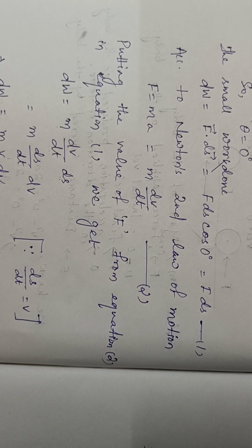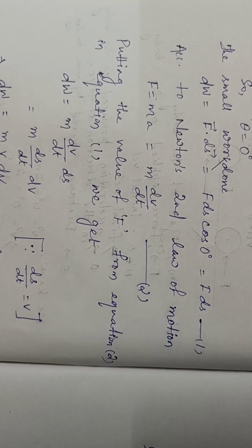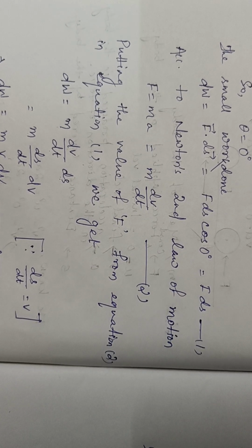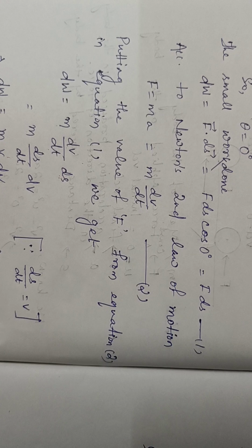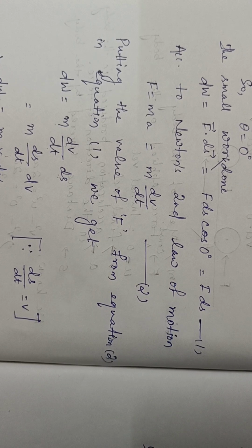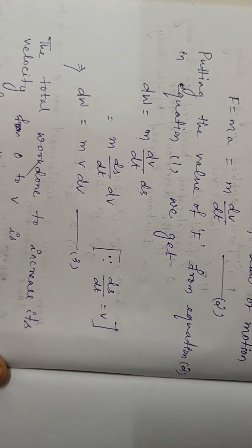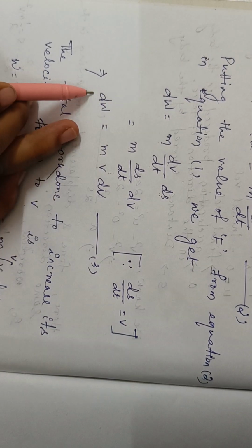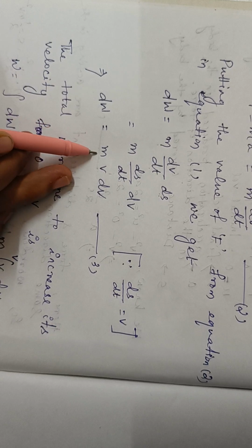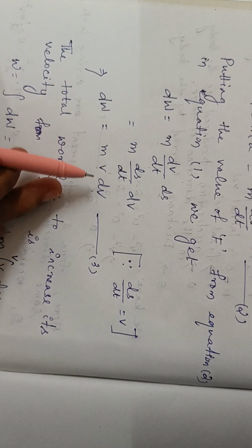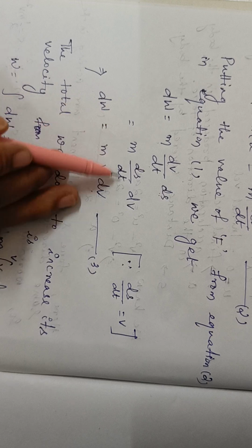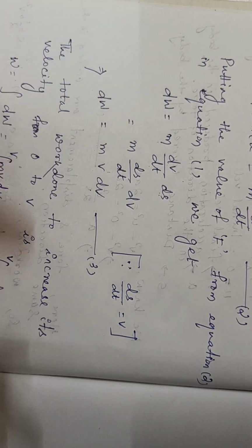Then what is ds by dt? That is rate of change of displacement, which is equal to velocity. So dw is equal to how much? mv dv. Clear? The total work done to increase its velocity from 0 to v, here dw is equal to mv dv. v is the variable, so dv is here. Up to this I think this is clear to all of you.